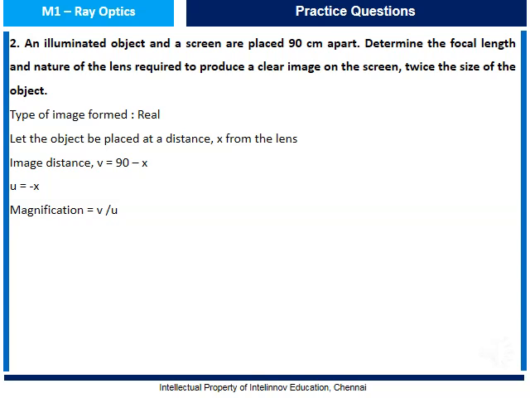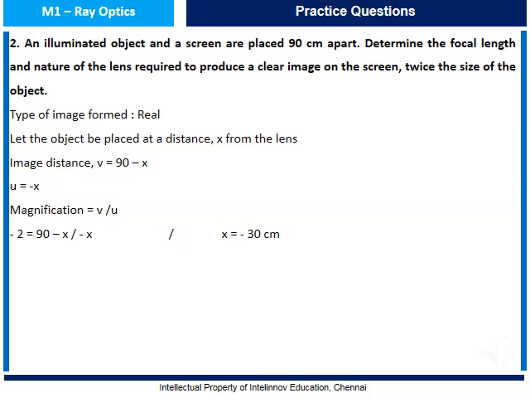And the final magnification is twice the size of the object and hence minus 2. Why minus 2? Because it is a real image. Thus, minus 2 equals 90 minus x by minus x. That gives us x equal to 30 centimeter. That is, the object is placed 30 centimeter left of the lens.